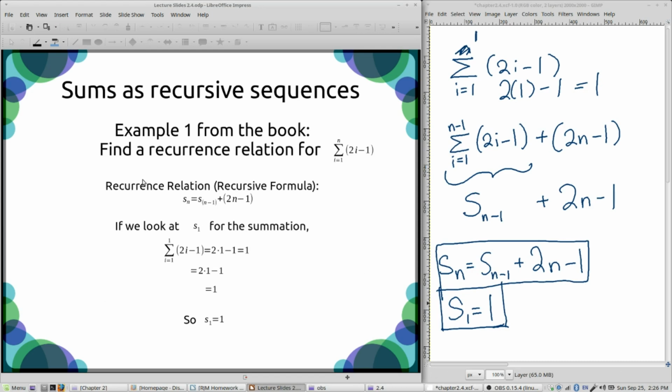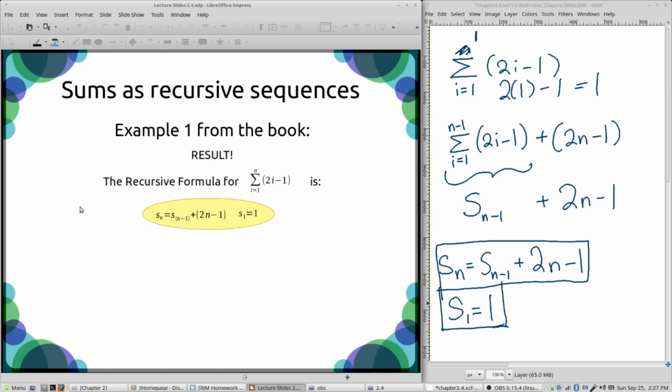And this slide just summarizes that as well. So we just plug in i equals 1, we go from 1 to 1, we essentially just plug that in, and we get 1. So for this formula, s sub 1, the very first term, will be 1. So here's the final result. The recursive formula that shows this summation will be s sub n is equal to the previous term plus 2n minus 1, where the first term is 1.